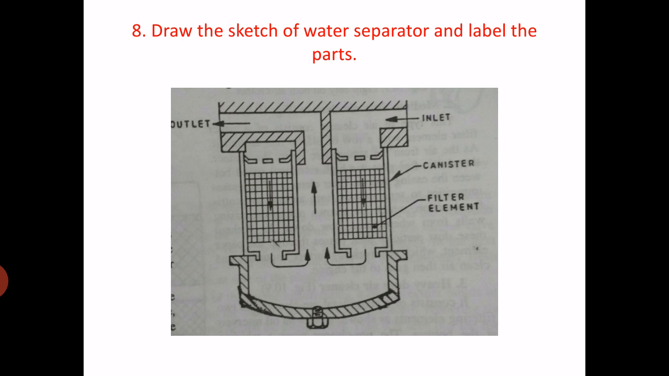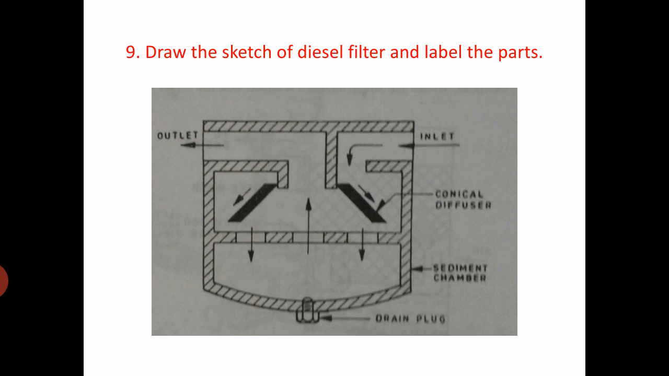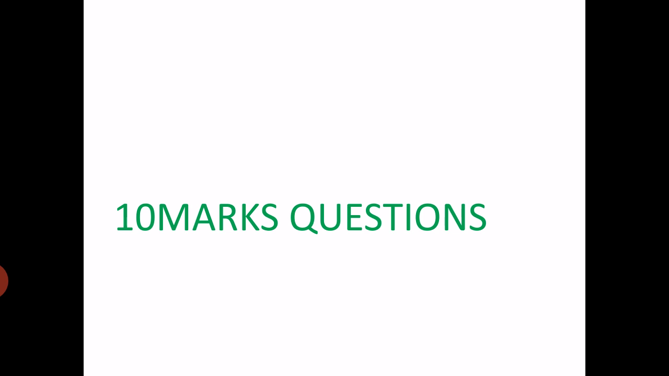Question number 8, draw the sketch of water separator and label the parts. So you have to draw the sketch, then label the parts. It is a 5 marks question. Question number 9, draw the sketch of diesel filter and label the parts. Here the sketch is shown; draw it and label the parts for 5 marks.